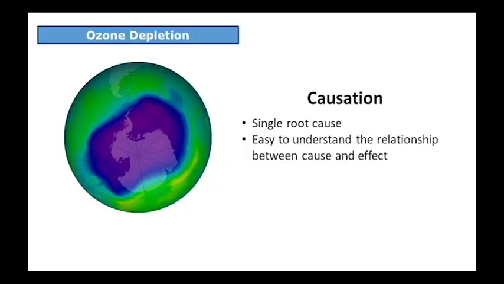Another way in which tame problems and wicked problems are different has to do with the factors that are causing them. When it comes to ozone depletion, for example, and other tame problems, you see that there's generally a single root cause, and that makes it easy to understand the relationship between cause and effect. There's often a direct relationship between the single root cause and the effects that you're witnessing on the other end.